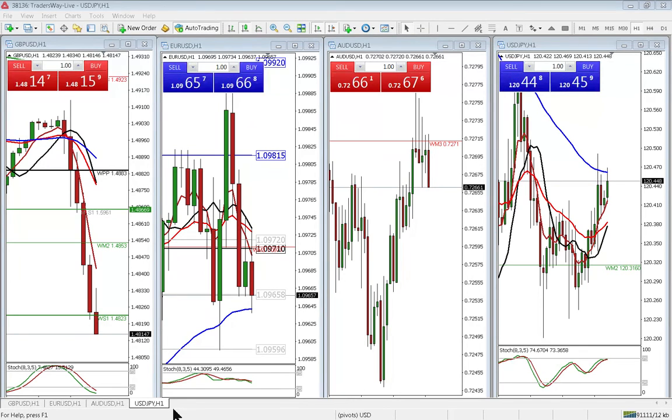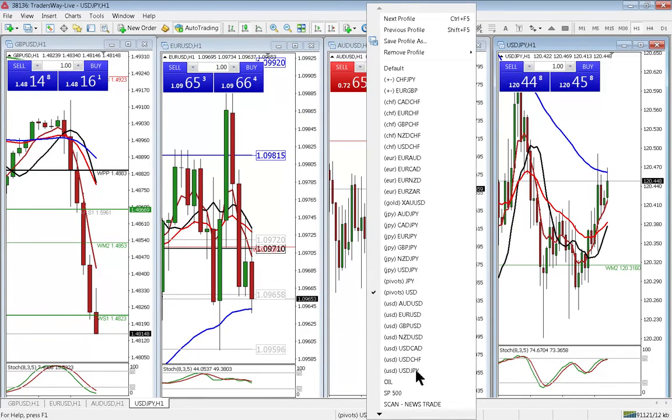So anyways, here we are, back at the charts. So I propose we start with pound dollar. Hopefully that's okay with you. Let's start with pig dog, pound dollar.